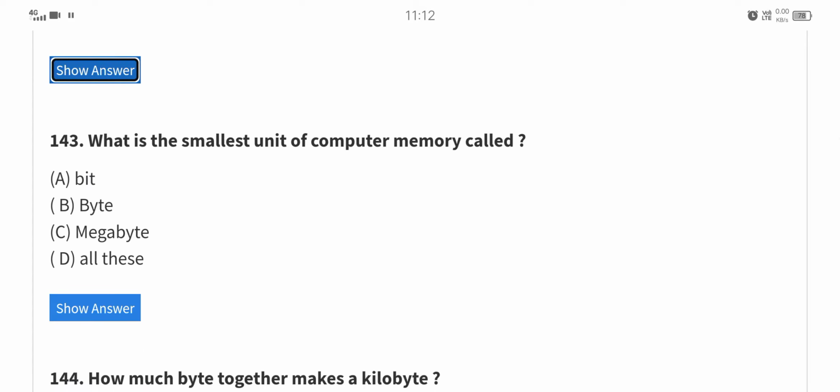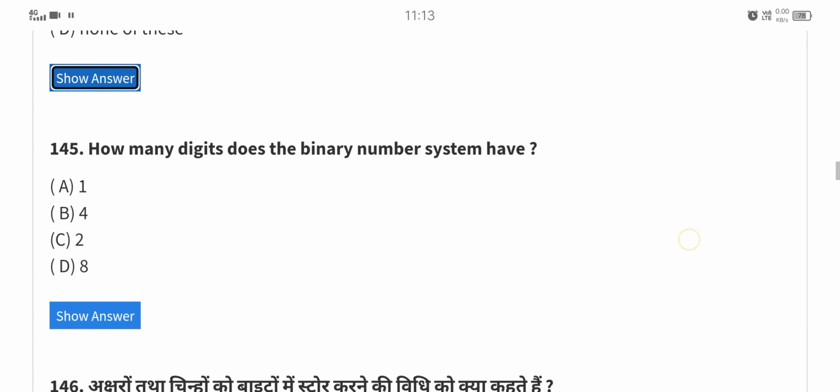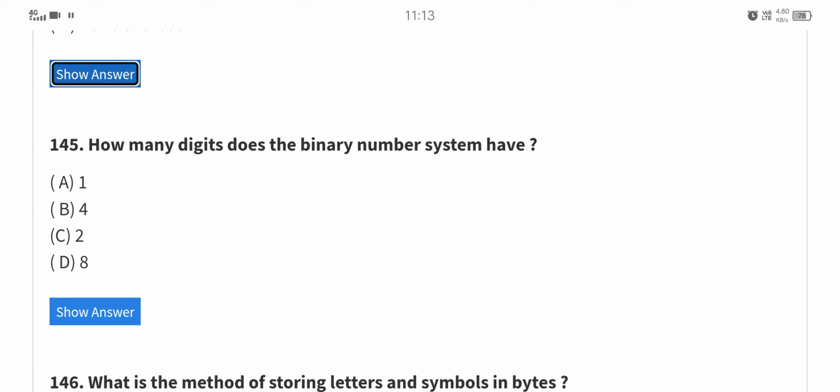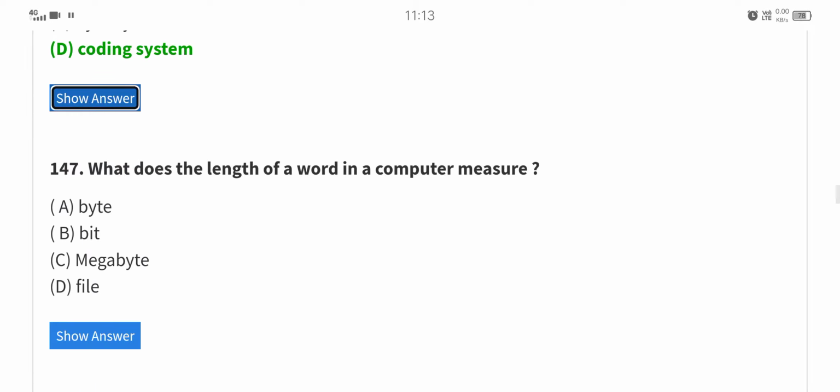What is the smallest unit of computer memory called? Bit. How many bytes together make a kilobyte? 1024. How many digits does the binary number system have? 2. What is the method of storing letters and symbols in bytes called? Coding system. What does the length of a word in a computer measure? Bit.